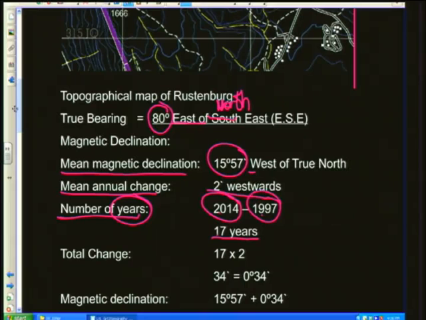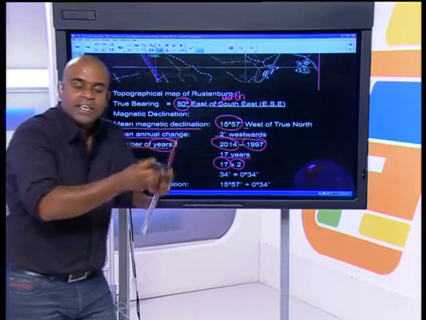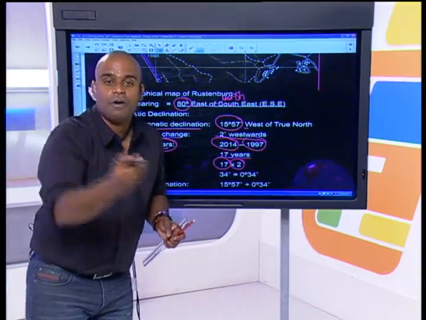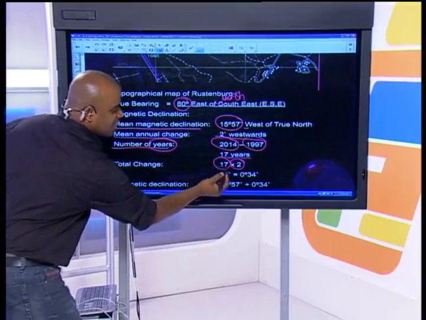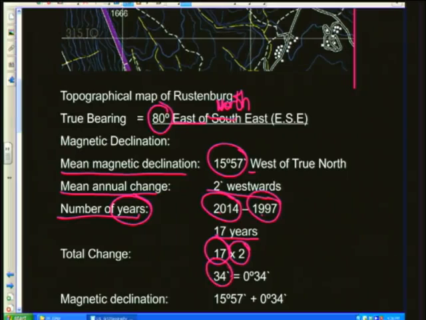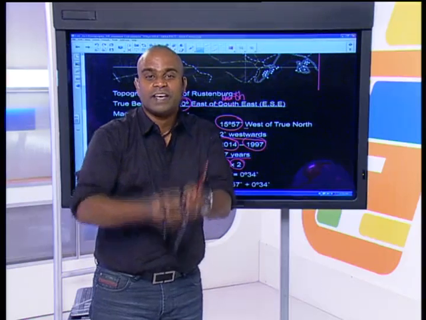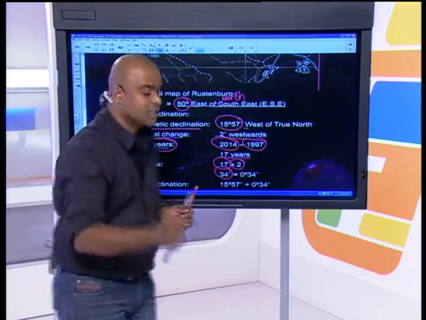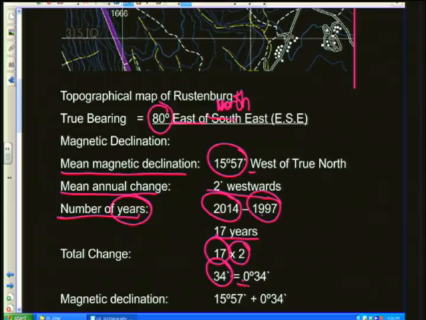Once we've established the number of years, note that the number of years is multiplied by the mean annual change. We're taking the number of years to calculate how much the change is of this declination. 17 times 2 is 34 minutes. What I would like you to do is always ensure that you convert your 34 minutes to degrees and minutes. So simply put, you'd write this answer as 0 degrees and 34 minutes.